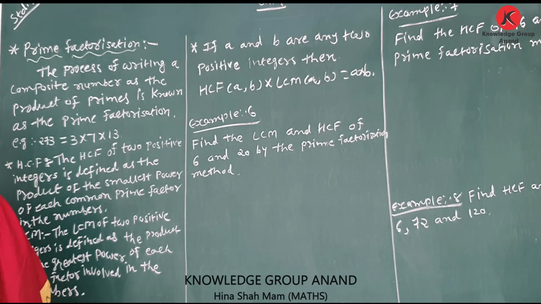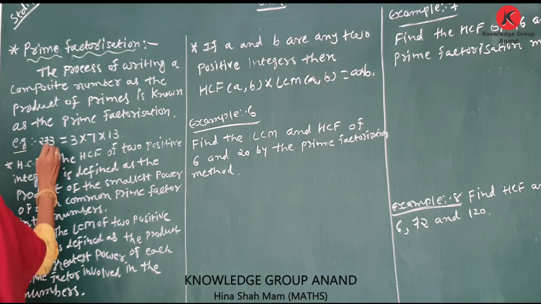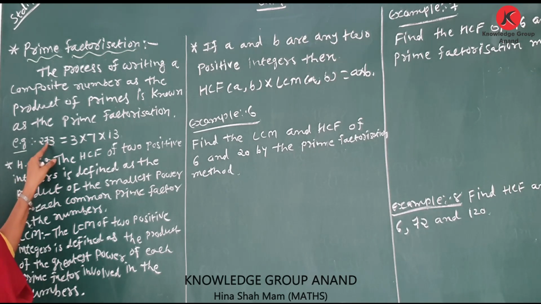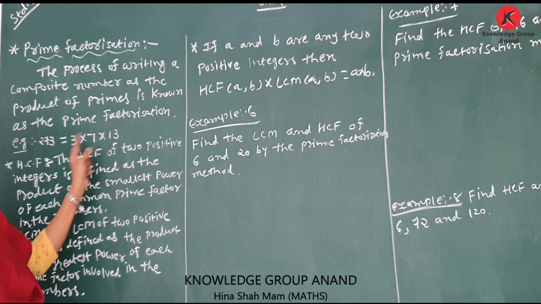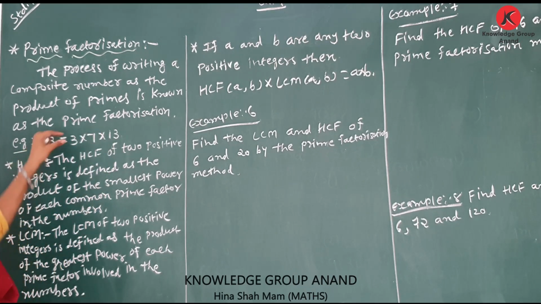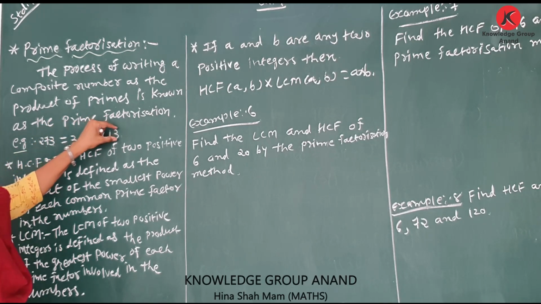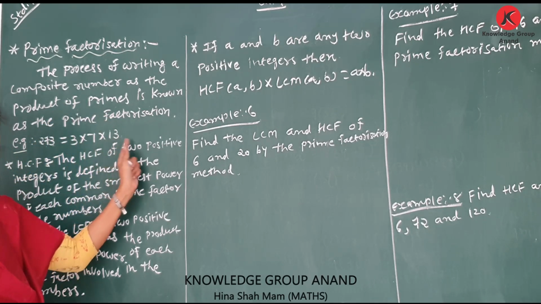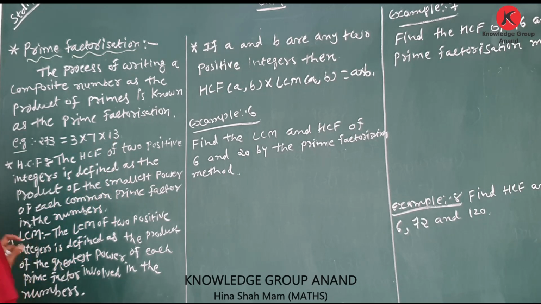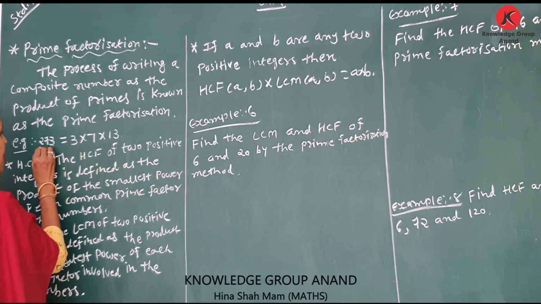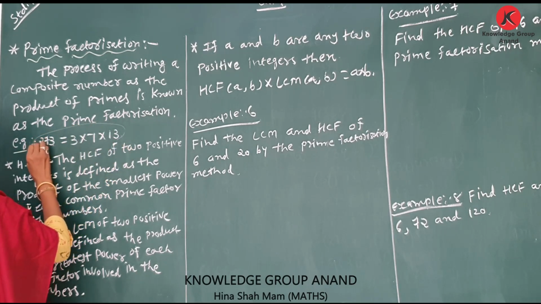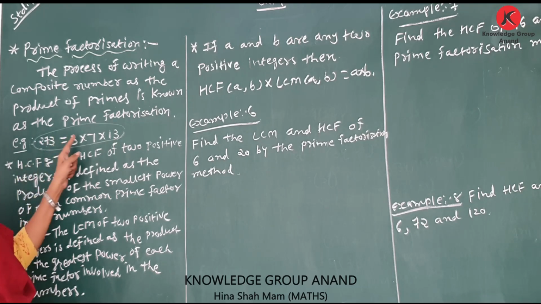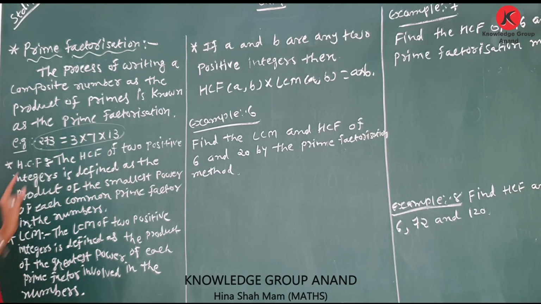As an example, here we write 273. The factors of 273: 3 times 7 is 21, and 21 times 13 is 273. Here 3, 7 and 13 are all prime factors. Therefore 273 is a composite number, which is written as a product of primes.